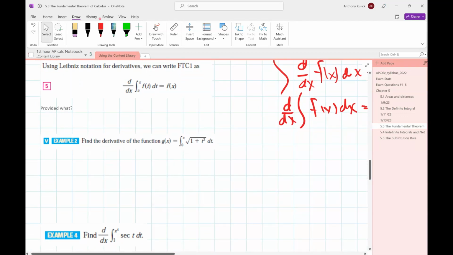Okay, so let's do a little practice now, because this can be a little bit more challenging. Find the derivative of g of x equal to the integral from 0 to x of the square root of 1 plus t squared dt. What's that? Yep, square root of 1 plus x squared.